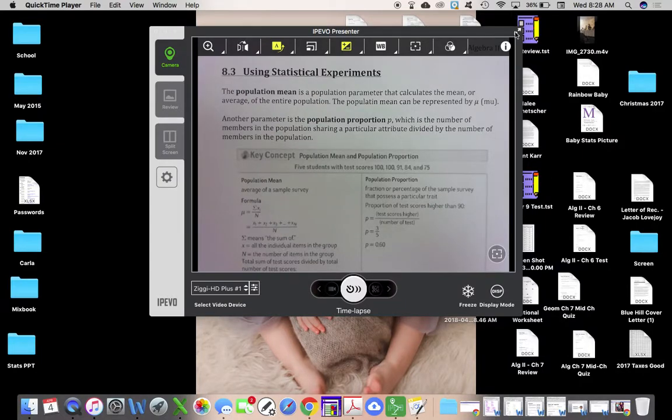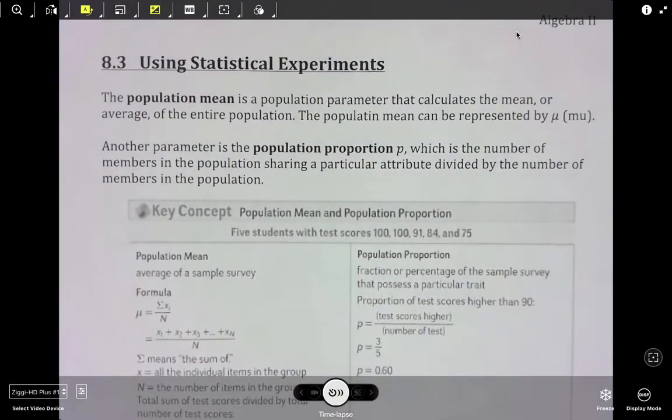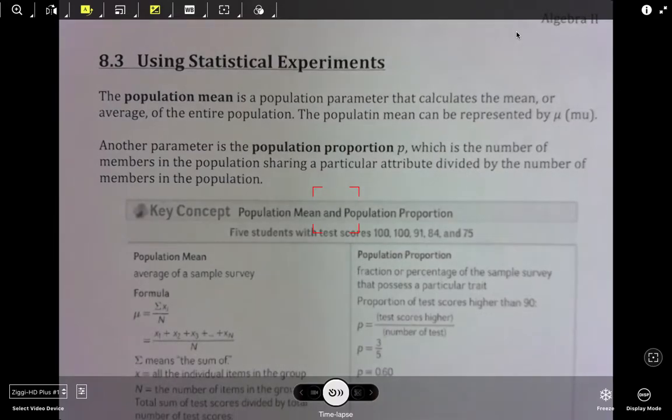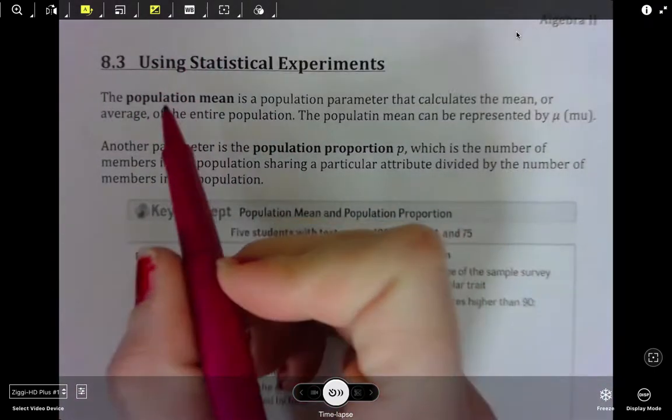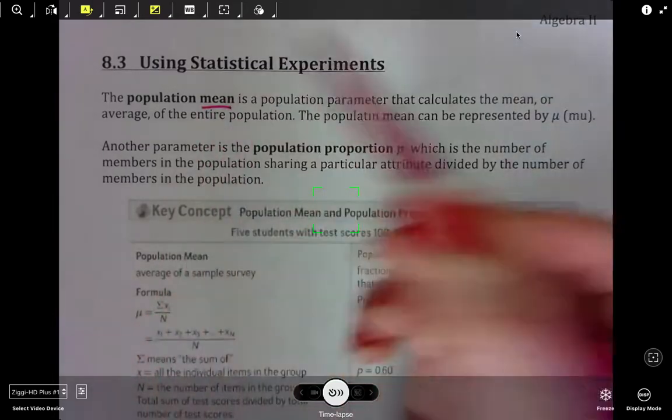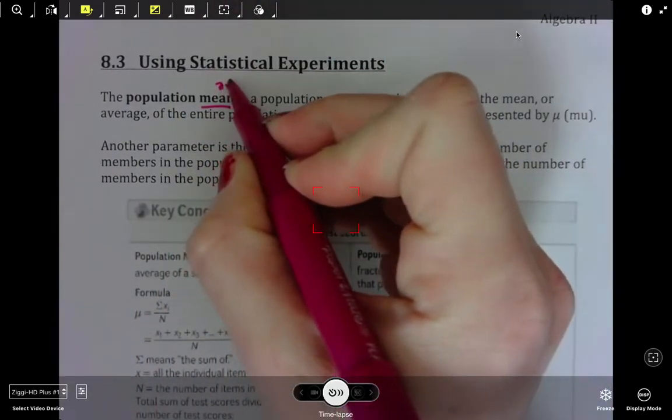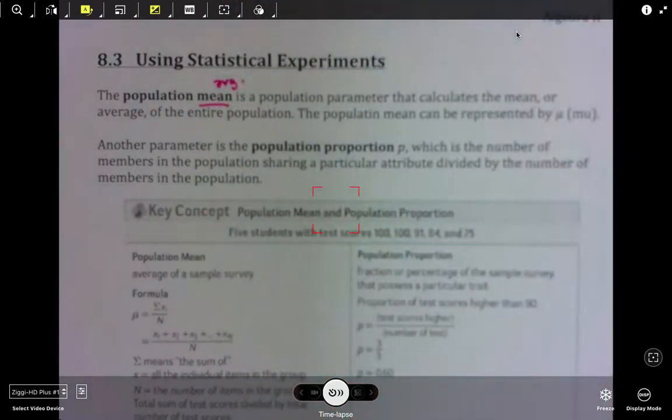Okay, Algebra 2, this is section 8.3. We're starting to get into the computational stuff for stats. So some of this is going to look familiar, some of it might just look a little different than what you're used to seeing. So the first thing that we're going to talk about is a population mean, and mean is average, which you probably have heard before.